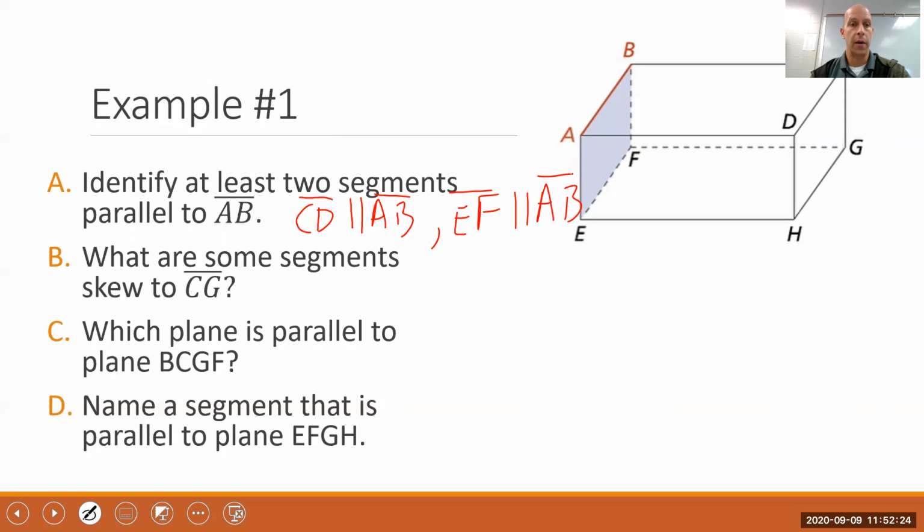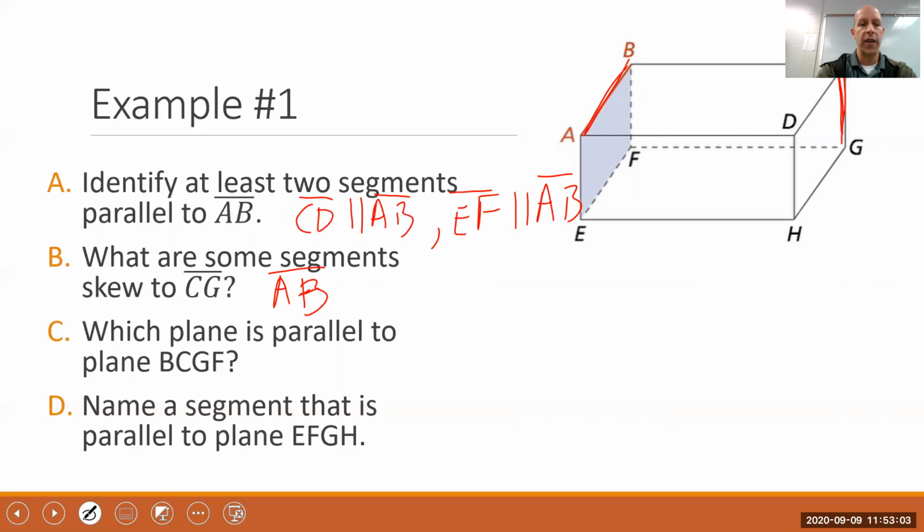Part B: what are some segments that are skew to CG? CG is over here, and I want to find a segment that's skew to it. That means it can't be in the same plane and it can't be parallel. I'm going to say AB. I think AB is skew to CG because AB, over here, is in a separate plane and it is not parallel to CG. Can you think of a different segment that would be skew to CG?